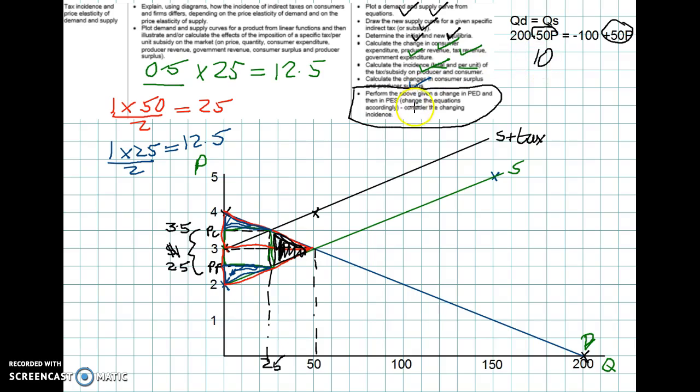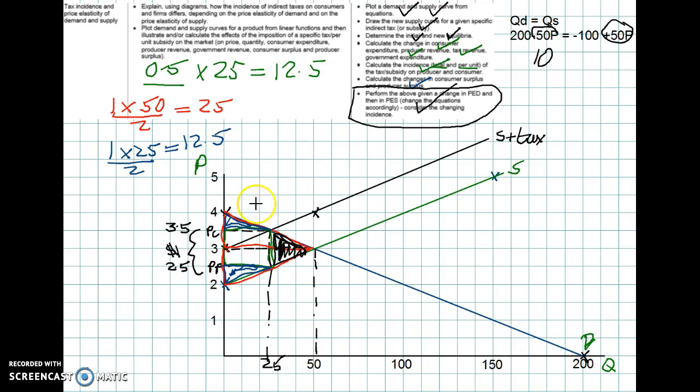Okay, so now you understand what that means. You can maybe do that yourself now. So have a go at changing this equation and this equation, essentially the elasticity, and see what happens to the consumer burden and the producer burden, the consumer surplus, the producer surplus and the government revenue. Okay, so that's everything you need to know there for taxes.